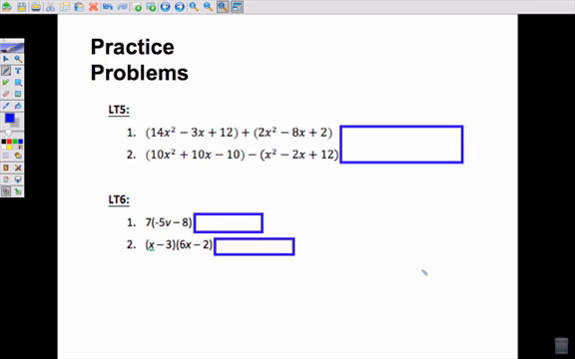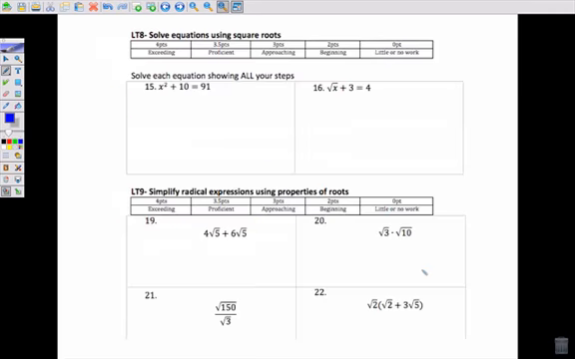Here are your practice problems for learning targets 5 and 6. You don't have to do them together. You could do just learning target 5 or just learning target 6 if you wanted. But there are those if you're interested in that.